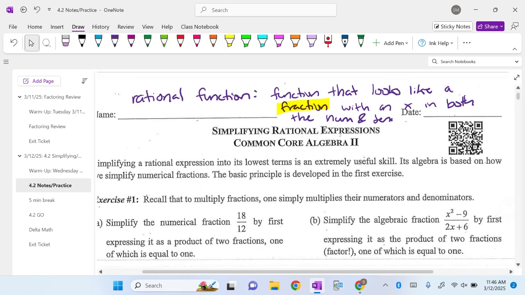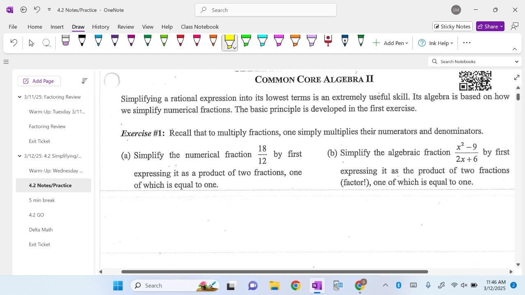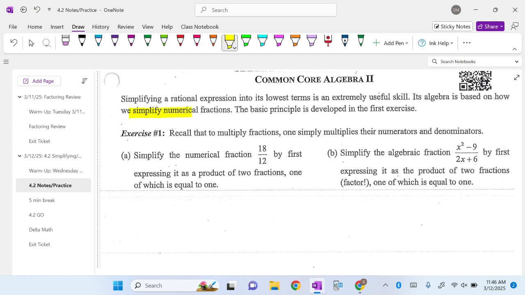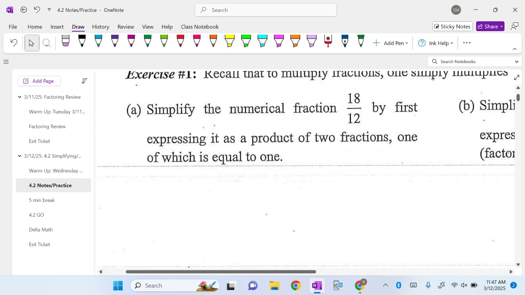All right. So the way we're going to start this is with straight up numerical fractions just to review the basic principle. Because if you know how to simplify a numerical fraction, simplifying a rational is not hard. All right, so look at exercise 1, example A. It wants us to simplify the fraction 18 over 12.